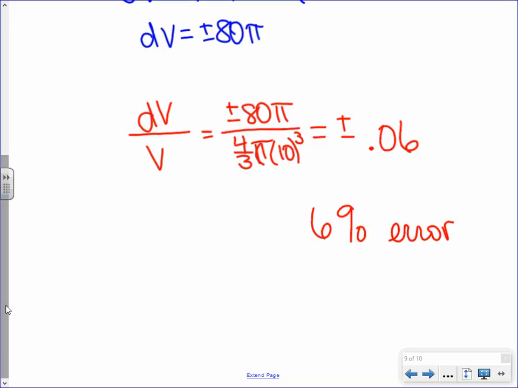Which doesn't seem very big, right? But 80 pi seems like a big number. Okay, but in the grand scheme of things, if our radius differs by 0.2 centimeters, we're going to have up to a 6% error.